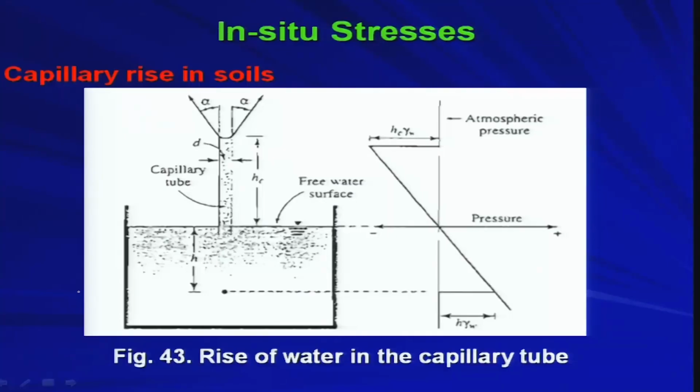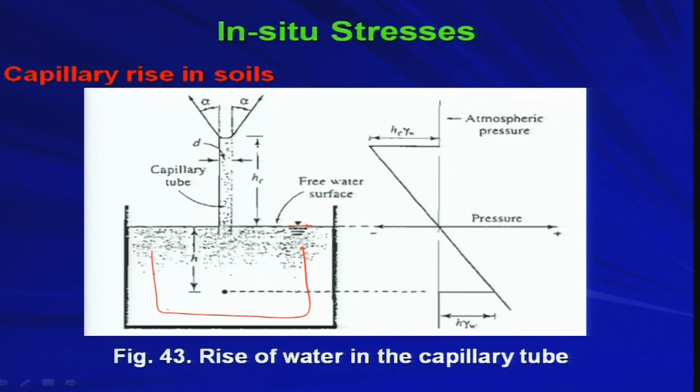This figure is very well known. Suppose you idealize it as a tank filled with water. This is the free water surface, that means the phreatic surface, the top surface of the water table. This tank filled with water can be idealized as a soil deposit under the water table, that means a submerged soil deposit.